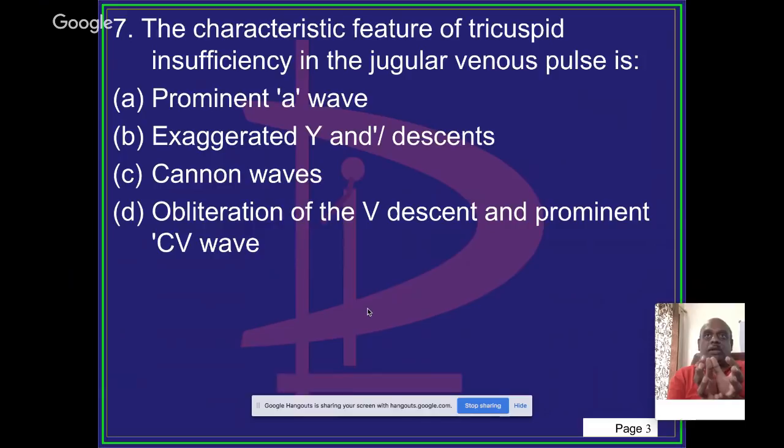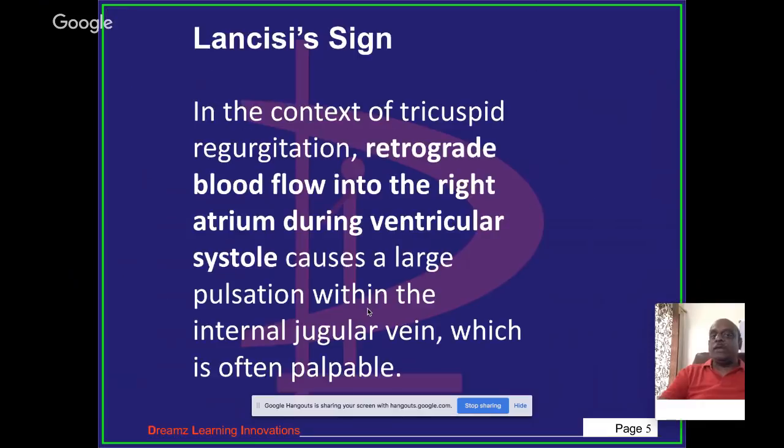Too much blood in the right atrium will reflect back on the jugular vein and make the jugular vein pulsations very prominent, which is a very important characteristic feature. And there is an obliteration of the X descent, and there is a prominent CV wave, which is classical in case of tricuspid regurgitation, is what you need to remember.